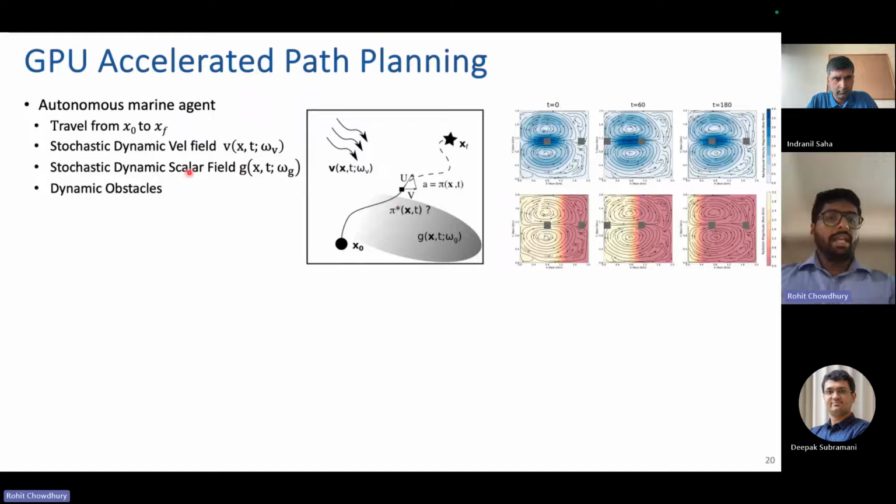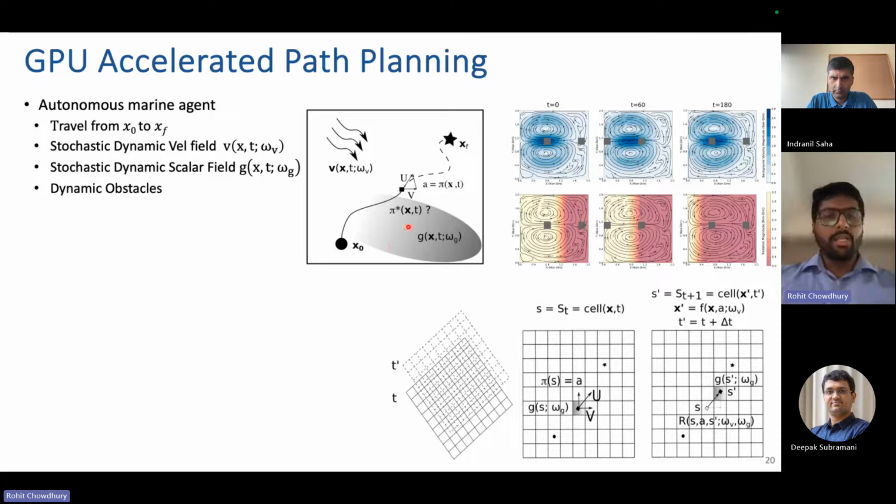By a dynamic scalar field, I mean something like, let's say, the radiation from the sun. Imagine in this series of pictures, the yellow region is a sunny region and the red region is a cloudy region. And over time, the cloud cover moves from right to left. So this is an example of a scalar field. An agent with the capability of harvesting solar energy can try to stay in the sunny region and collect energy if it's trying to minimize its energy consumption.